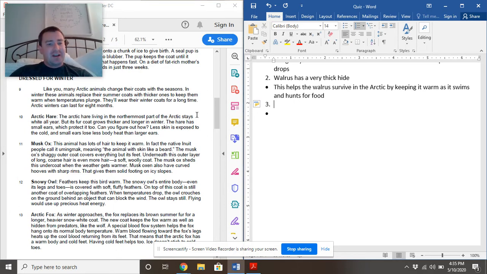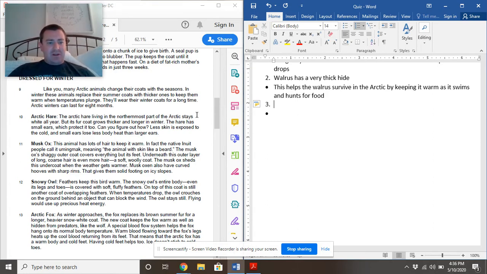Musk oxen also have curved hooves with sharp rims that give them solid footing on icy slopes. Okay, snowy owls. Feathers keep this bird warm. The snowy owl's entire body, even its legs and toes, is covered with white, fluffy feathers.